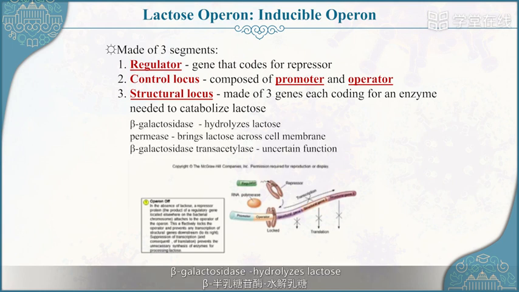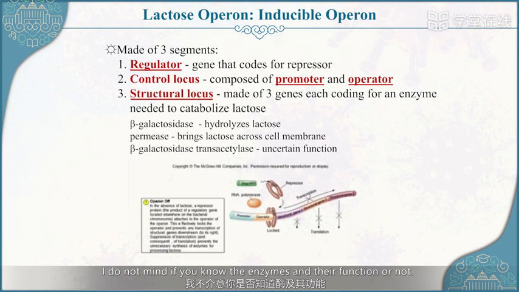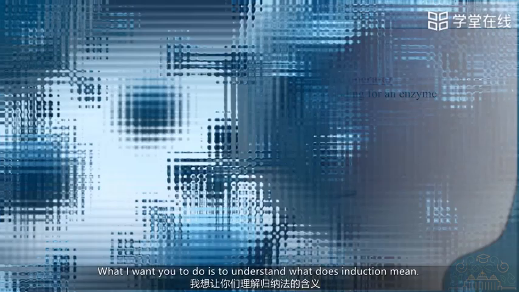Beta-galactosidase hydrolyzes lactose. Permease brings lactose across the cell membrane. Beta-galactoside transacetylase has uncertain function. They are important for the different functions of breaking down lactose. I do not mind if you know the enzymes and their functions or not. What I want you to do is to understand what induction means.